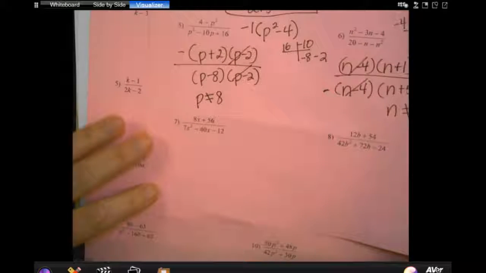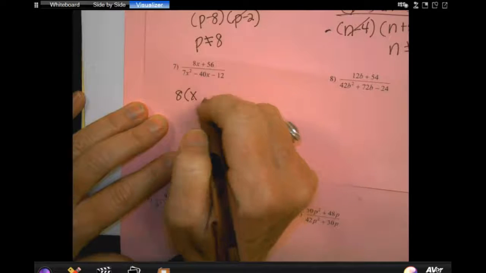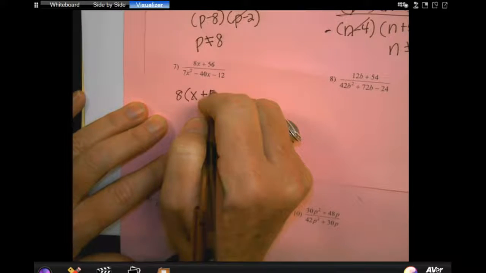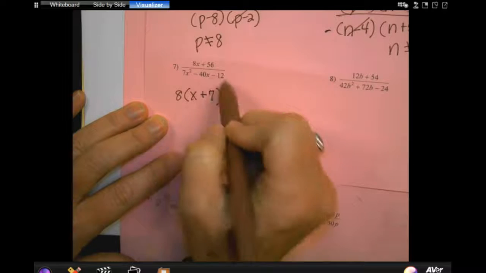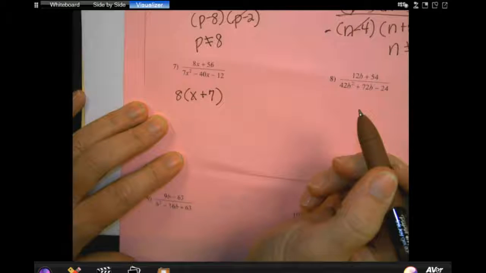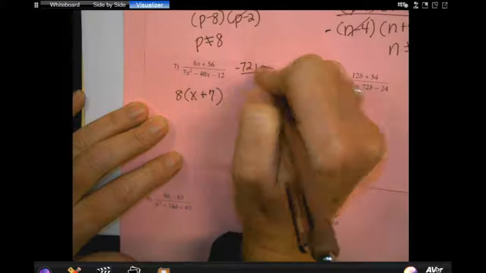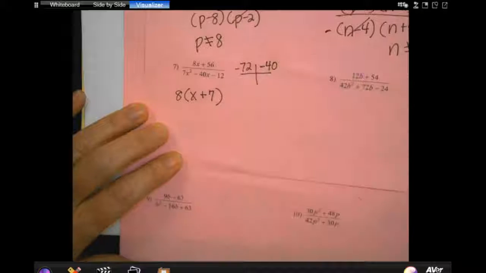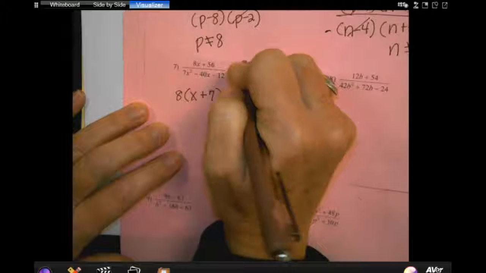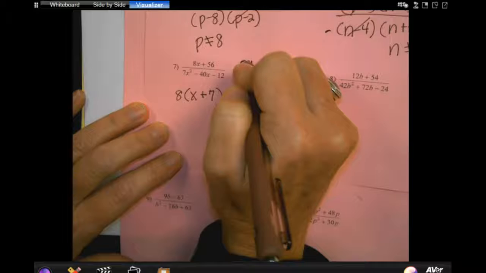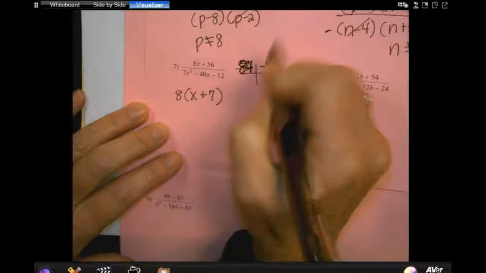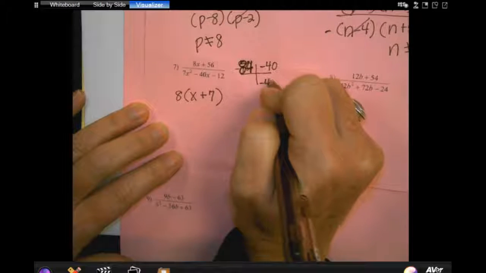So number 7 changes just a little bit. What's in common on top? 8. So I get x plus 7. So is there any greatest common denominator on the bottom? No. So I get negative 72 and negative 40. Oh, 84, sorry. Correct. So I get negative 42 and 2.